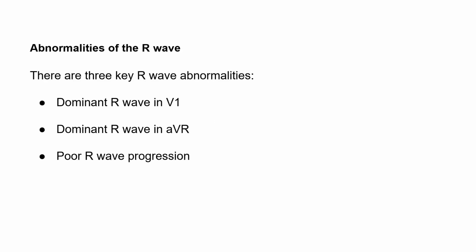Now, after finishing P wave and Q wave, let us study about the R wave. Now, for the R wave, we have to study three abnormalities. One is dominant R in V1, dominant R in AVR, and poor R wave progression.